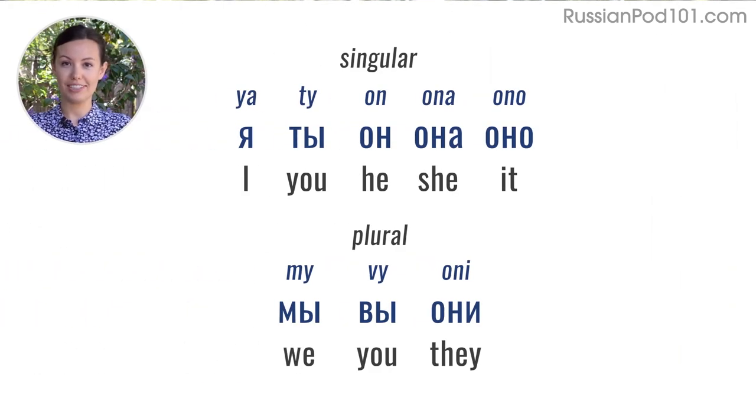Verb conjugation is a change in the form of the verb depending on the number and person. Just like in English, there are three grammatical persons in Russian. For singular, they are я, I, ты, you, он, она, оно, he, she, it. For plural, they are мы, we, вы, you, они, they. So, to conjugate a verb, you need to change their personal ending.